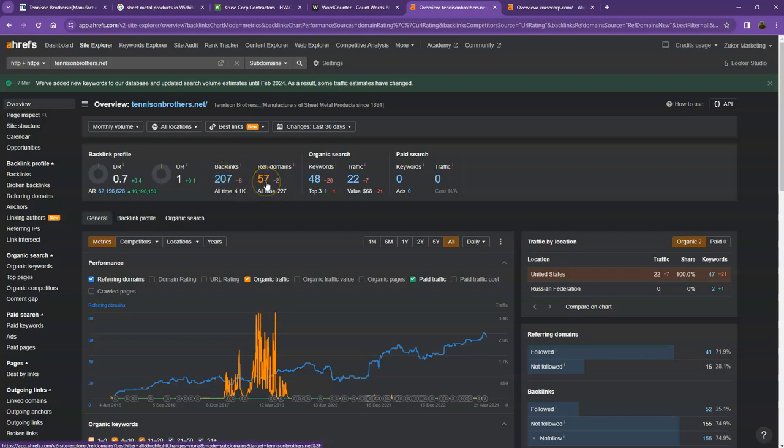2-to-1 ratio. So the 57 referring domains that you have are actually what we call the good or strong backlinks. And the rest of the missing backlinks, they're what we consider the spammy backlinks.